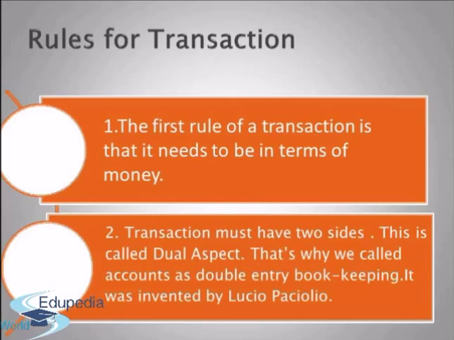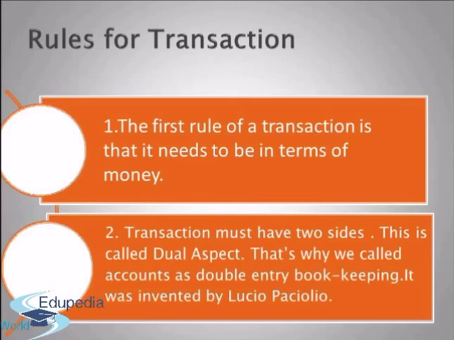This is called the dual aspect. That's why we call accounts double entry bookkeeping. So here we get to know that the accounting that we'll do will be a double entry system. It needs to have two sides. Until and unless a transaction has two sides, it cannot be accounted for, it cannot be recorded in the books. So it needs to have two sides.